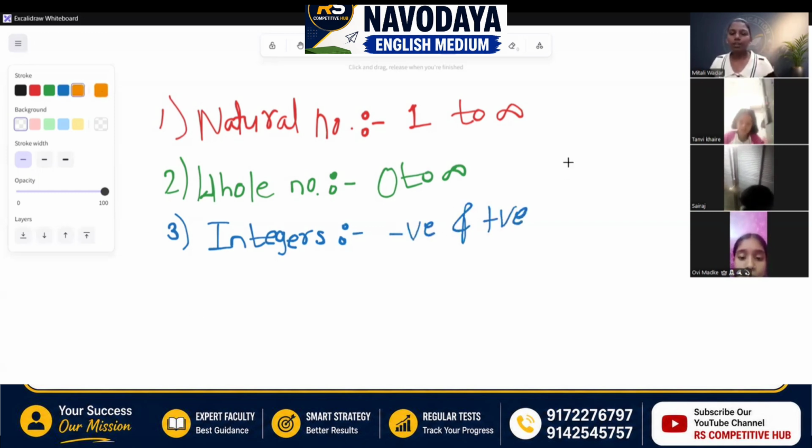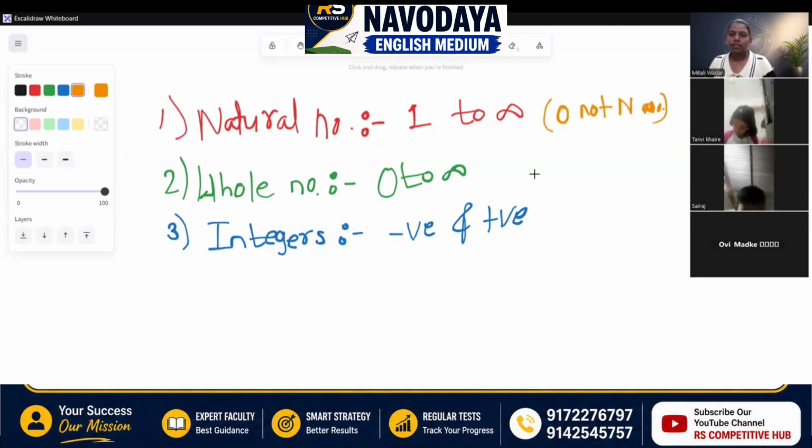हमने कौन से important note list out किए हैं? For the first one, which note is there? Which number is not a natural number? 0. Yes, 0 is not a natural number. All the natural numbers are whole numbers, but all whole numbers are not natural numbers.